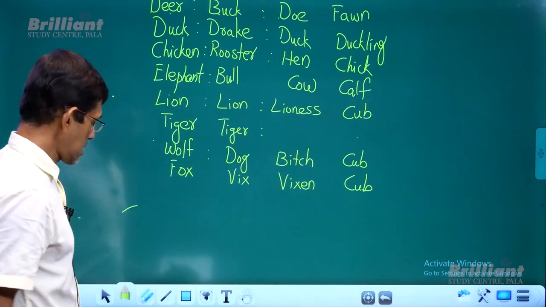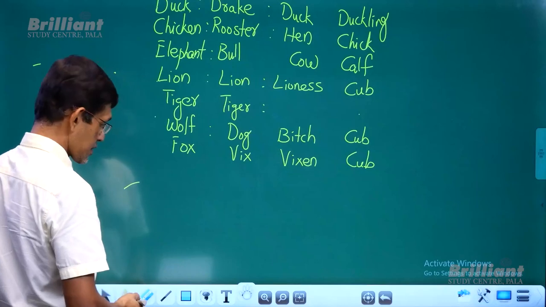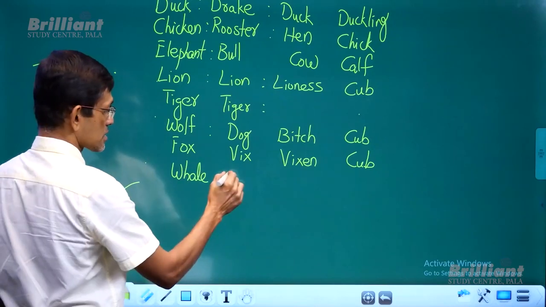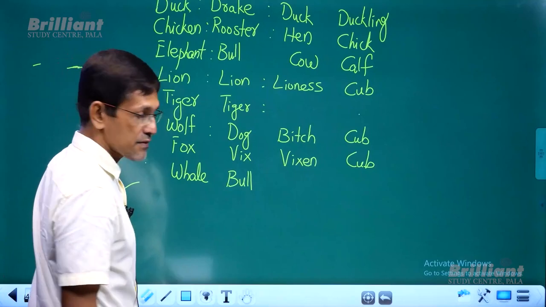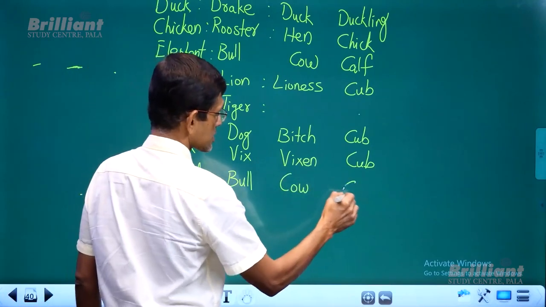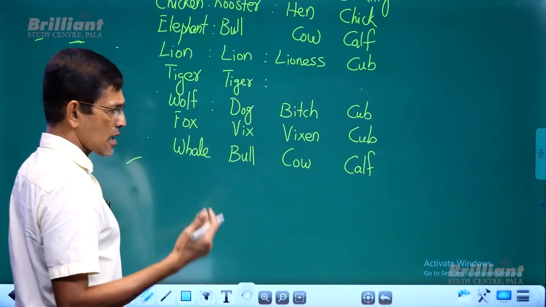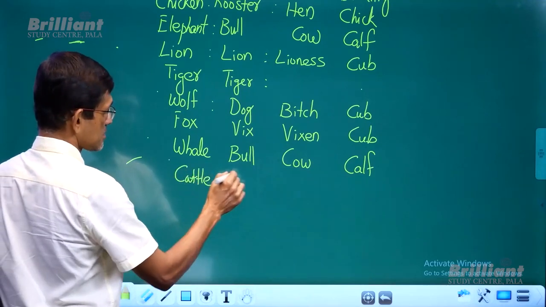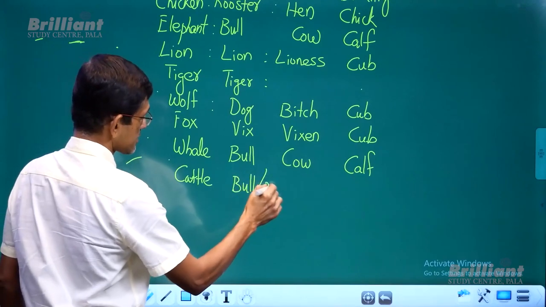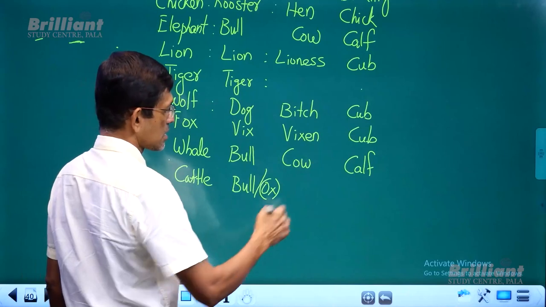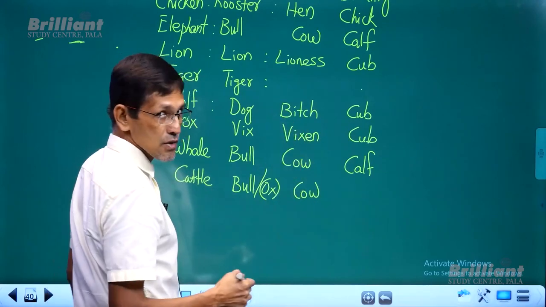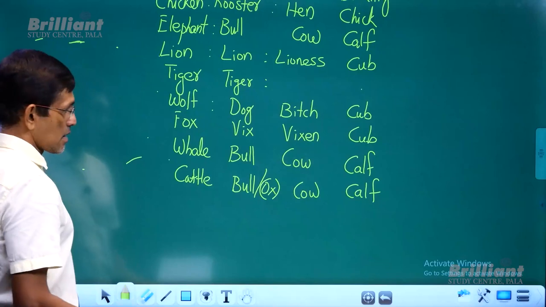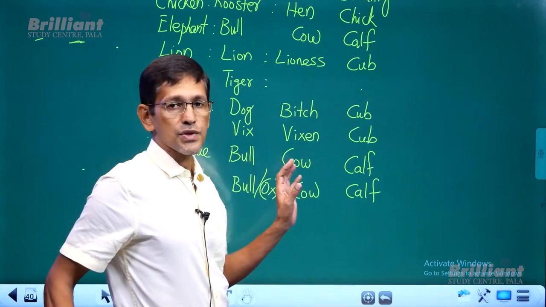That's how it is. And any other one which comes to your mind? All right, whale. The male whale is what? It's bull whale. Female is cow. Young one is calf. And these are the major animals. And of course, cattle. What's a male cattle? Bull or ox. Usually we use bull. And cow, female is cow. And the young one is calf as well. These are verbal analogy questions from animal kingdom.